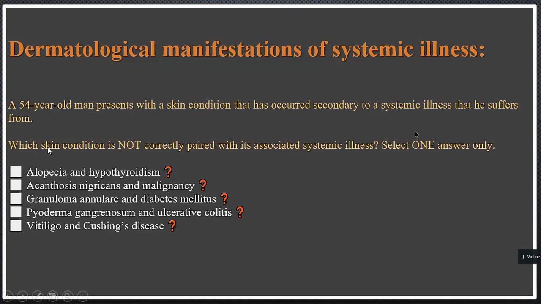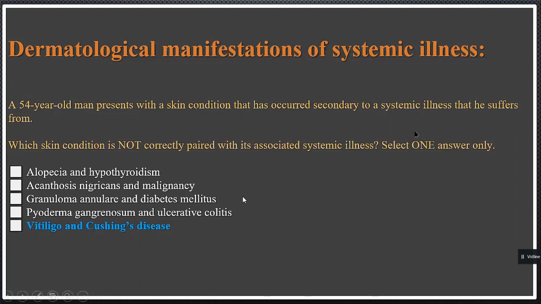Please be active. Which skin condition is not correctly paired with its associated systemic illness? The patient here is 54, and the skin condition has occurred secondary to the systemic illness they have suffered from. Last one, vitiligo. Option E, vitiligo and Cushing disease. So what is the answer? Why vitiligo and Cushing's disease? Vitiligo is associated with Addison's disease. In Cushing, it is hyperpigmentation.